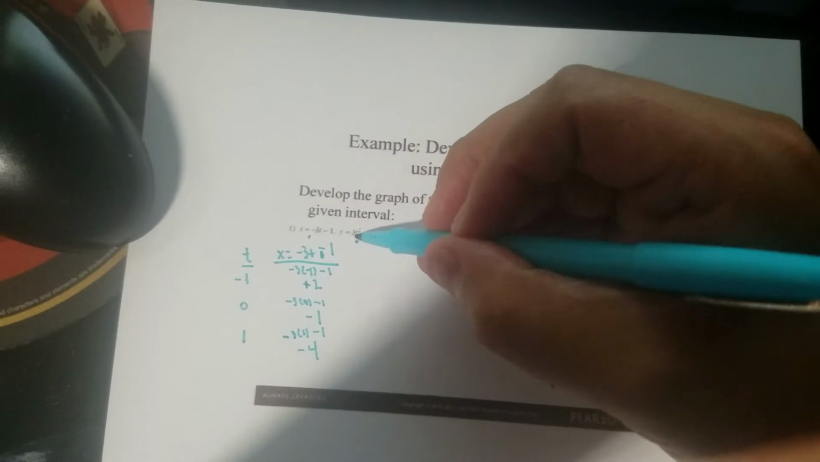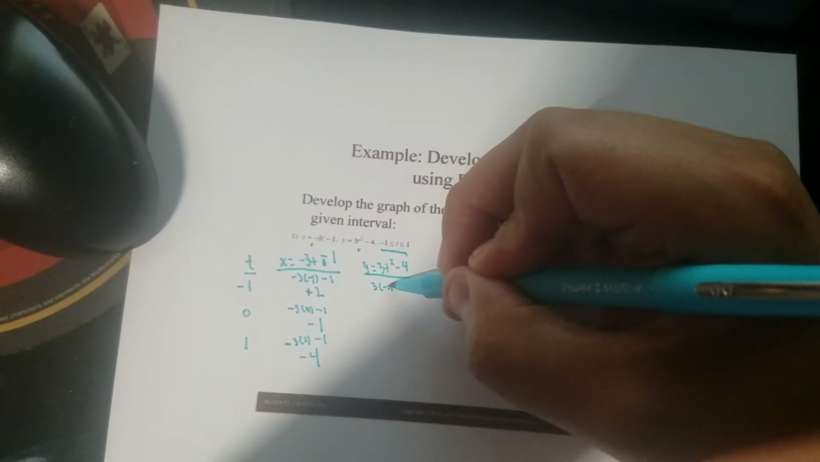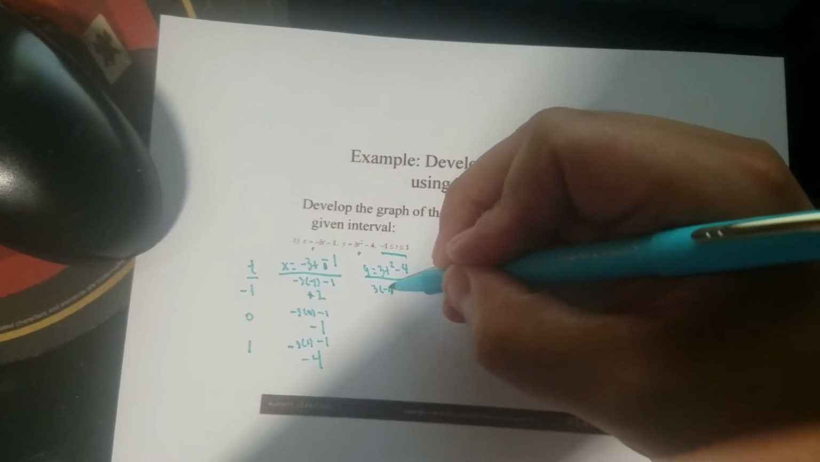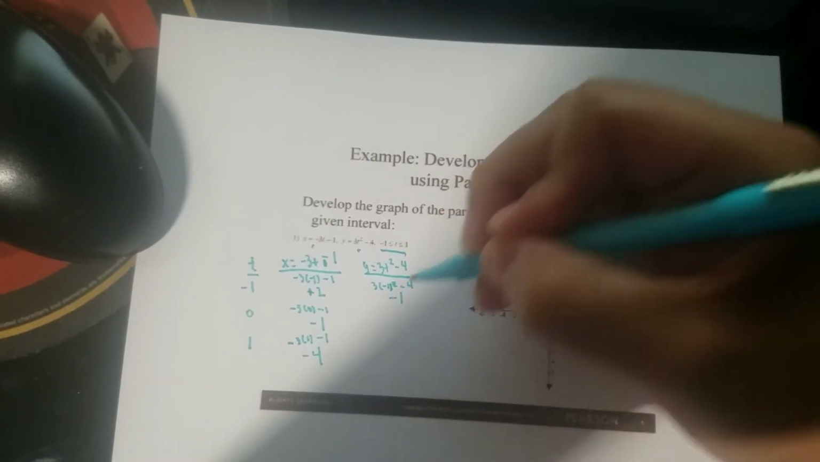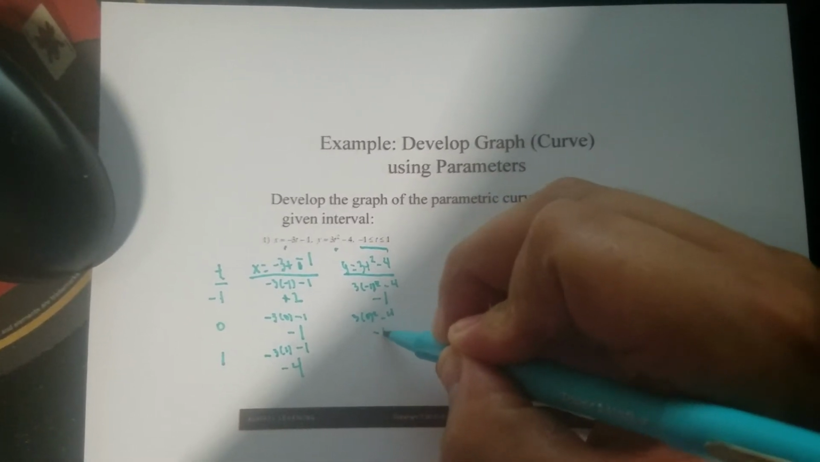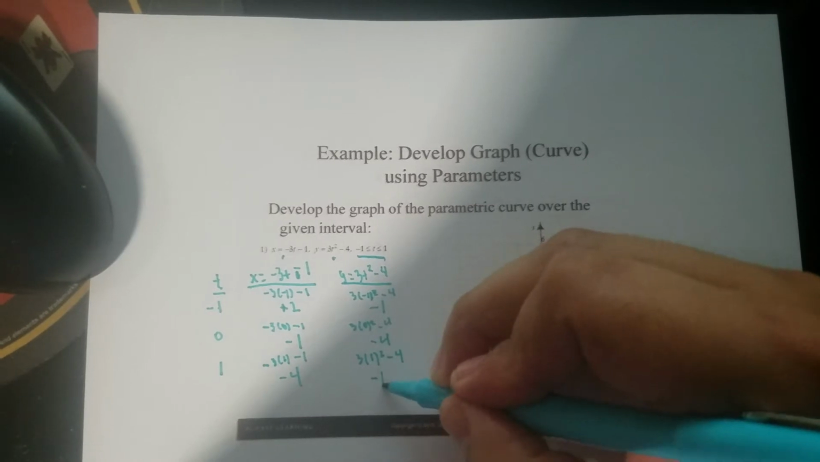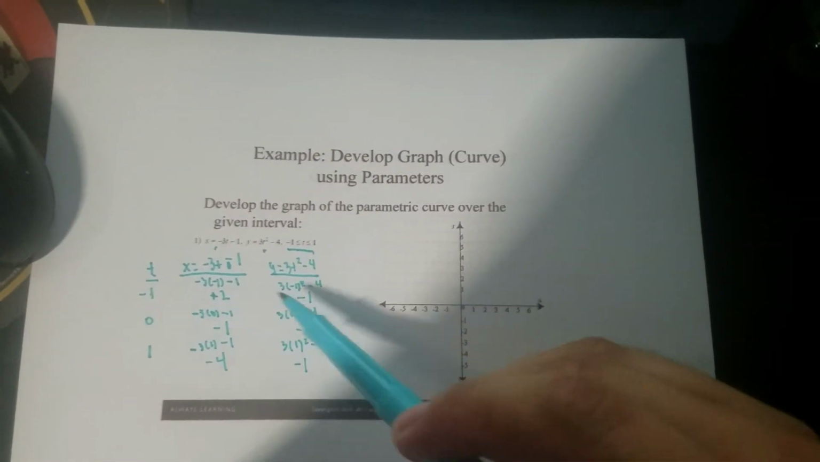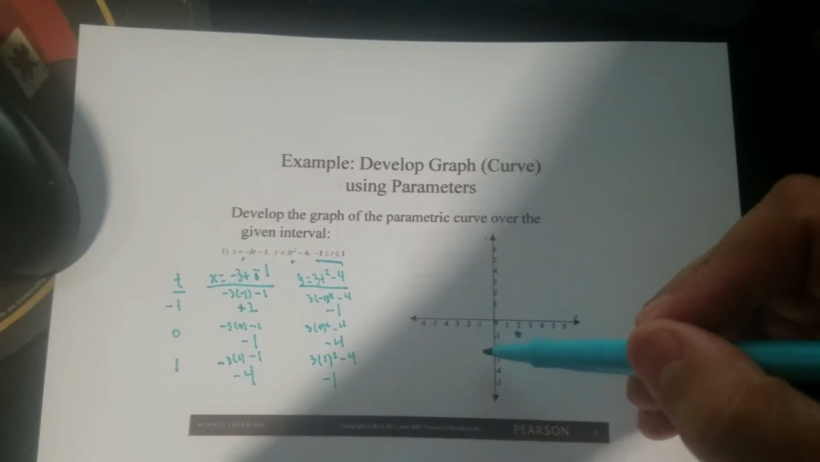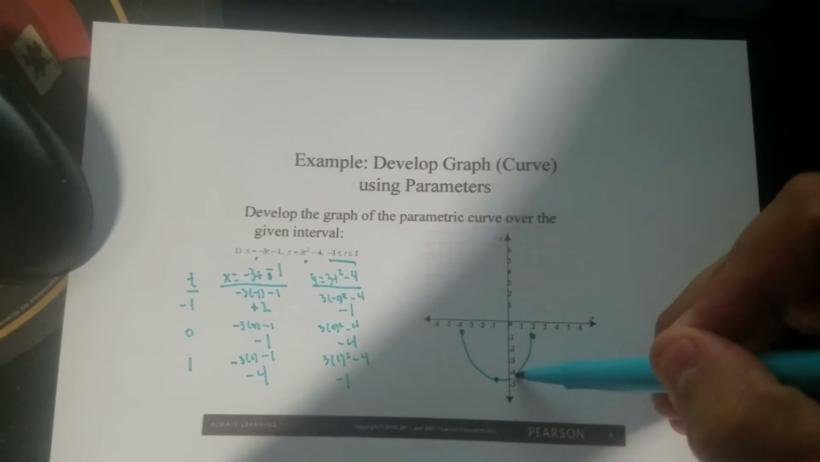And I'm going to do the same for the y equation. Just keep this in mind, guys: I'm plugging in the t value, not the x that I just found. So this is negative 1 squared, which is 1. 3 times 1 is 3. 3 minus 4 is negative 1. Then negative 4, and the last one here is negative 1 as well. So I'm going to go ahead and plot these points. This is my x, this is my y, so 2 and negative 1. Negative 1 and negative 4, so down here, and the last point, negative 4, negative 1. So this is a curve that looks like this.